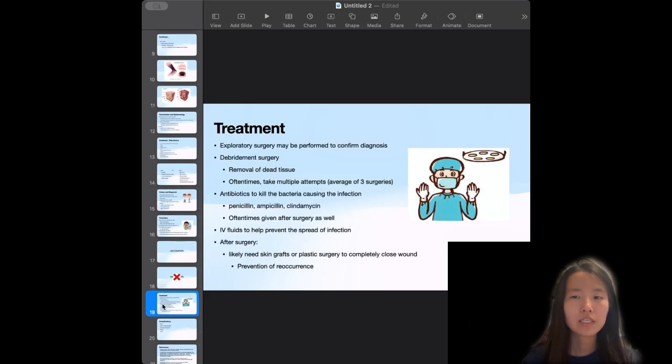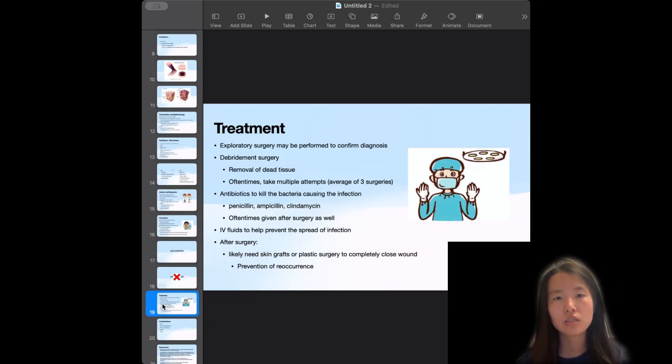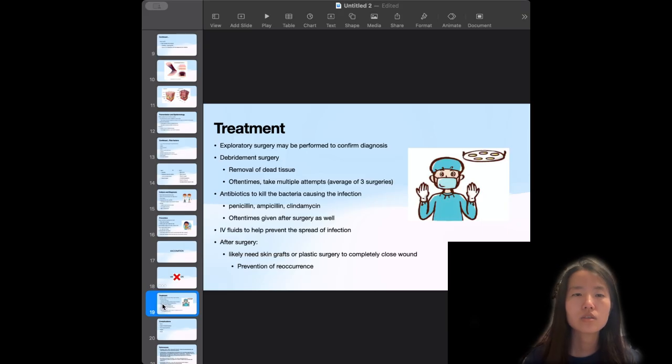However, if you do end up getting the disease, there are treatment options to get rid of it. Initially, an exploratory surgery can be performed to confirm the diagnosis of necrotizing fasciitis. Once it is confirmed, patients undergo debridement surgery, which is basically the removal of dead tissue, and you would clean that area. Oftentimes, because you might not get all the bacteria in the beginning, it takes multiple surgeries to get everything. Even then, patients would be put on antibiotics to kill the rest of the bacteria that's left in the body.